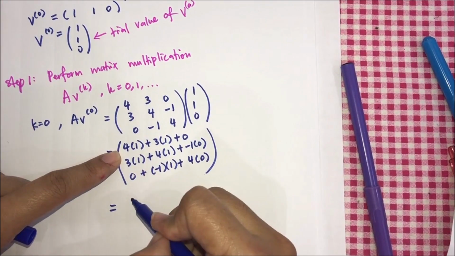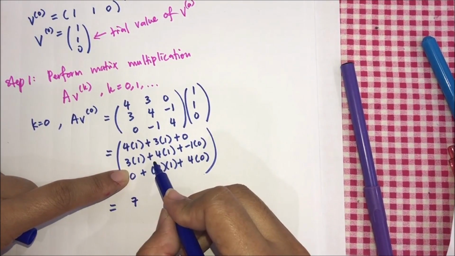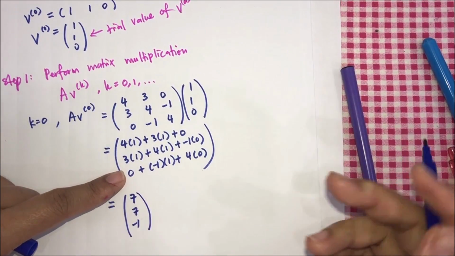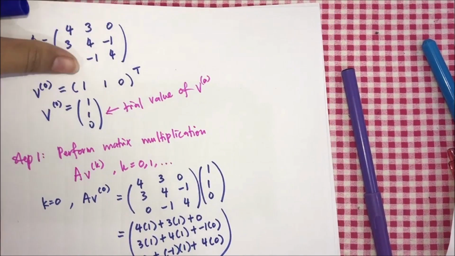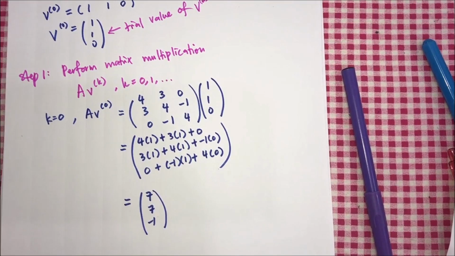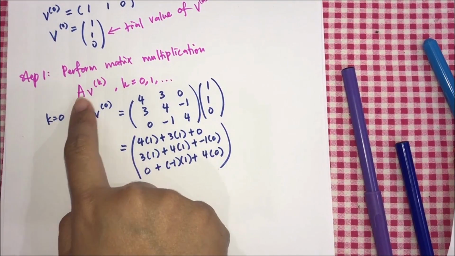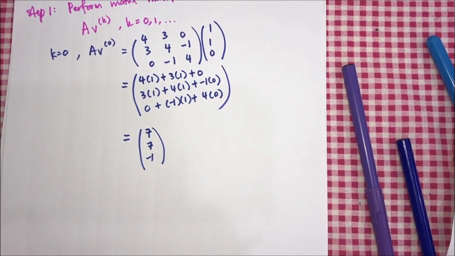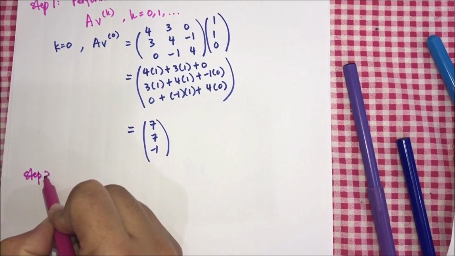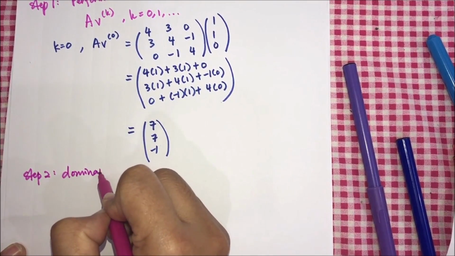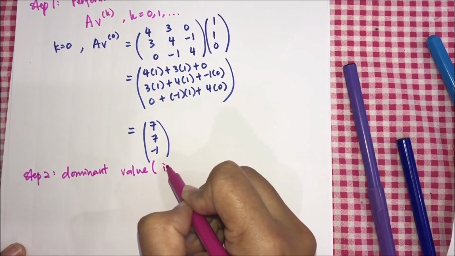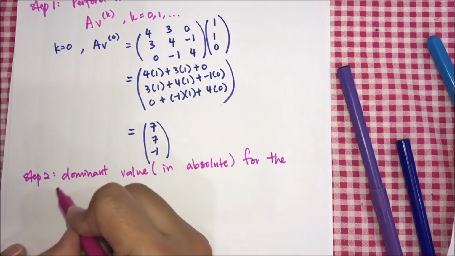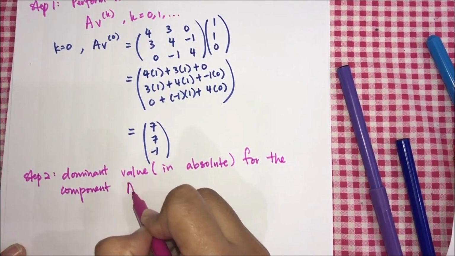4 plus 3, 7. 3 plus 4, 7. And minus 1. So this is the value of the multiplication of the matrix A with V. The next step is to find the dominant value, that means in absolute value, the modulus, for the components of A times V.